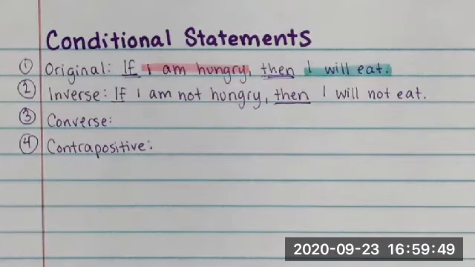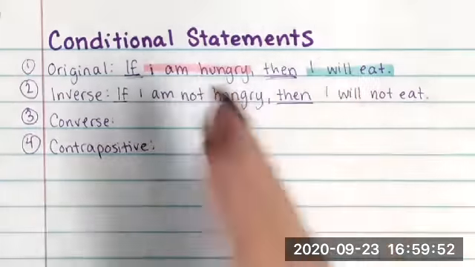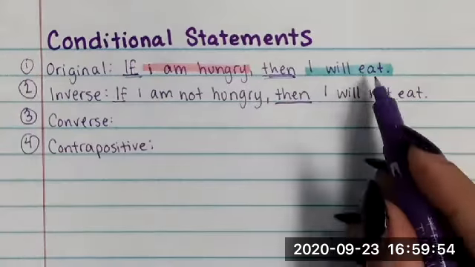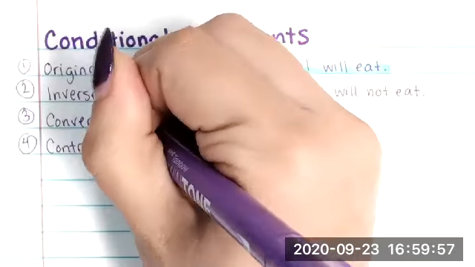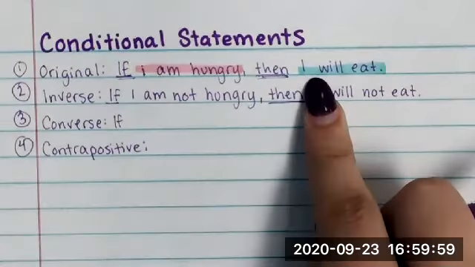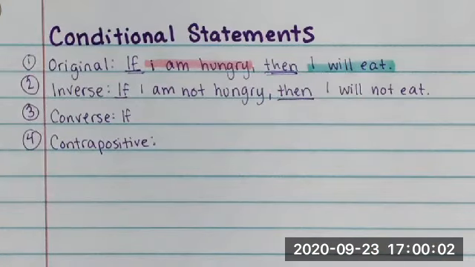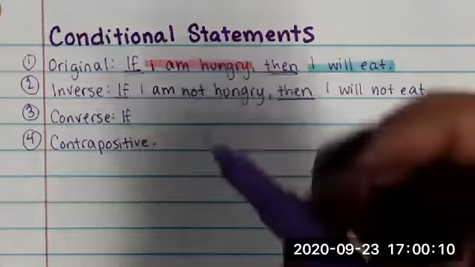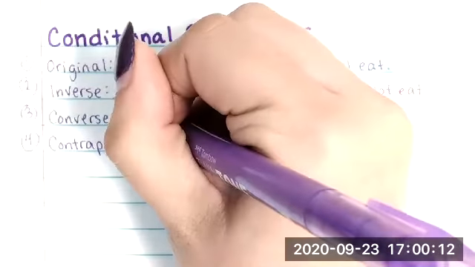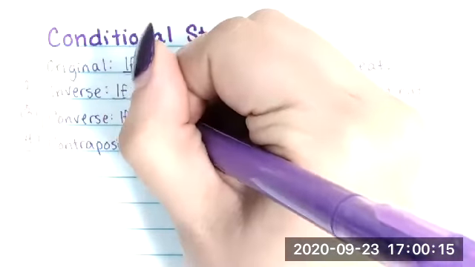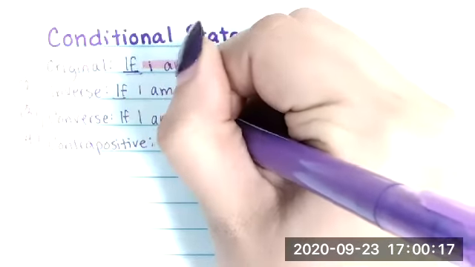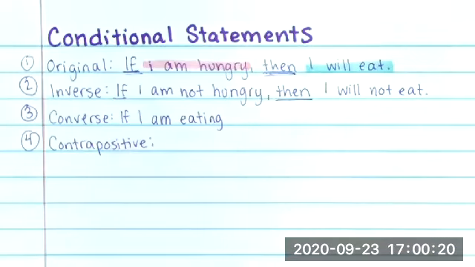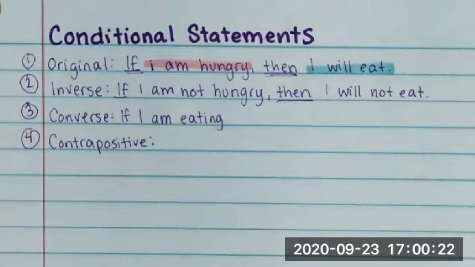So then when I get to converse, I'm going to switch it. That's my flip-flop. So I'm going to take my conclusion and write it first. If I will eat, and now here's where we have to get a little creative with the English, because "if I will eat" is a little bit of weird grammar. So I might say, if I am eating, or, you know, if I'm going to eat, or something like that, but essentially saying the same action of eating.